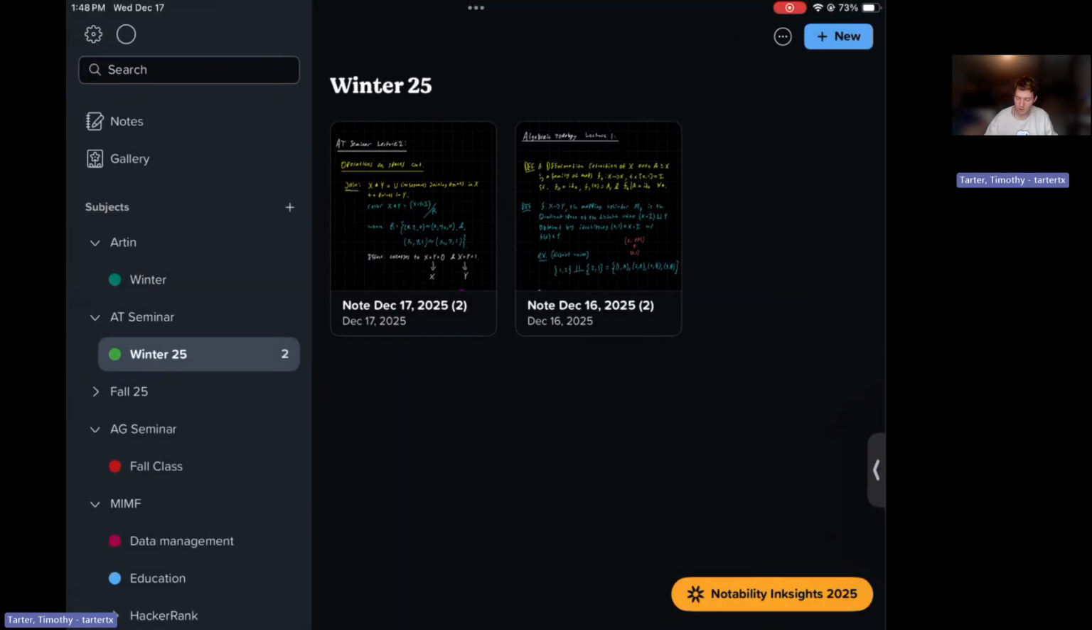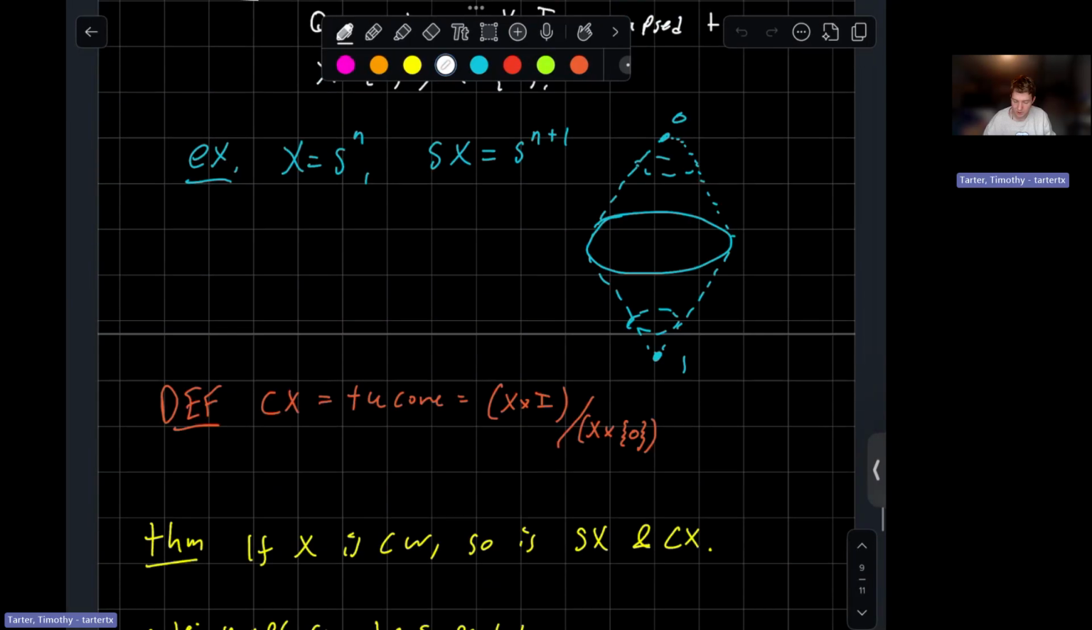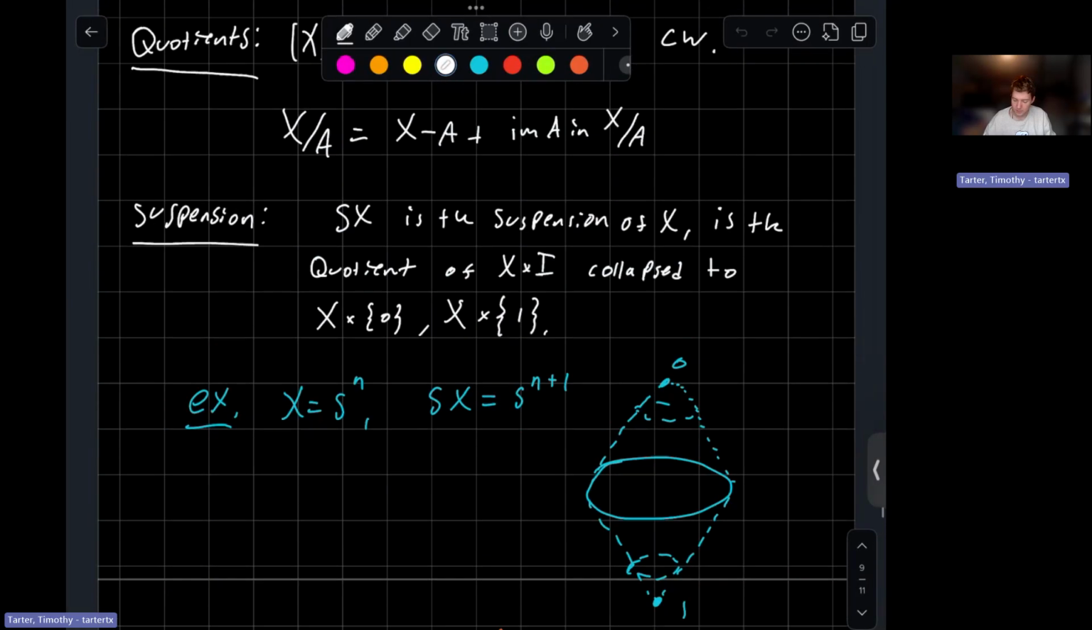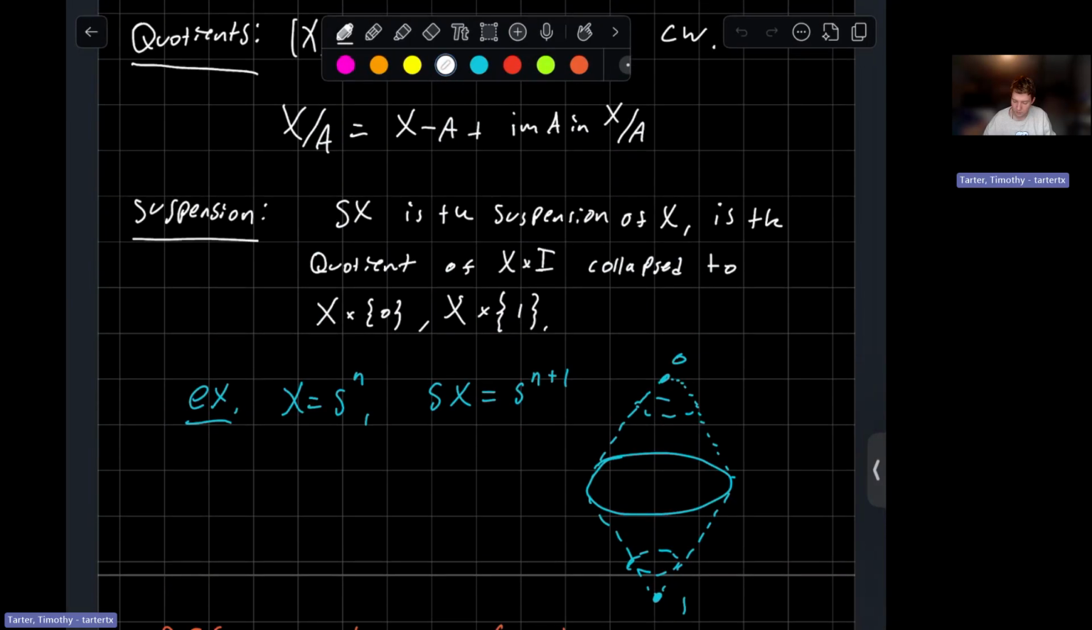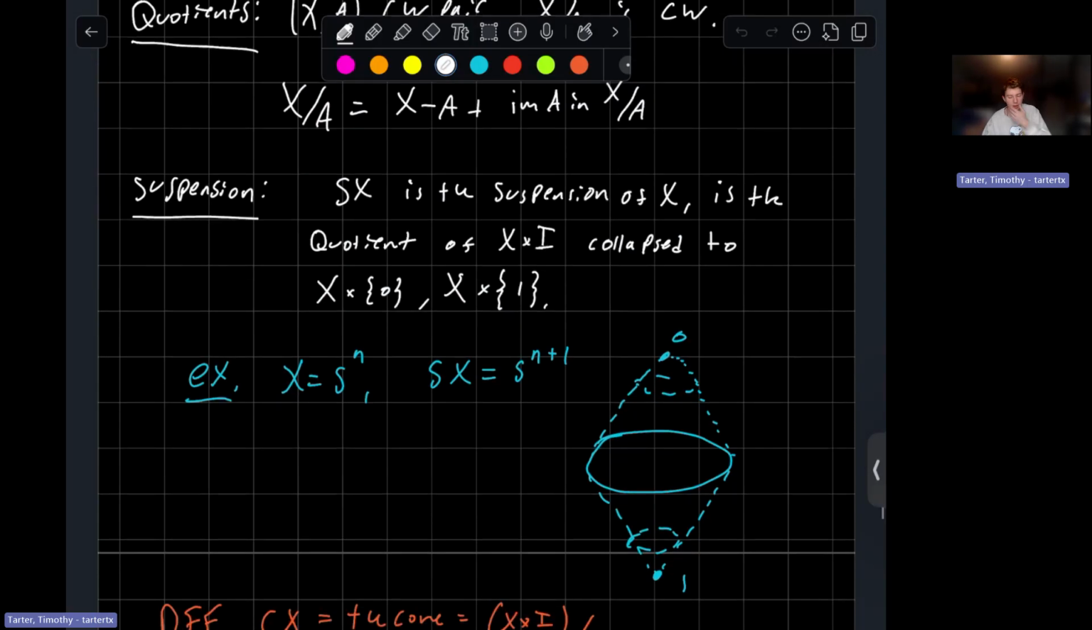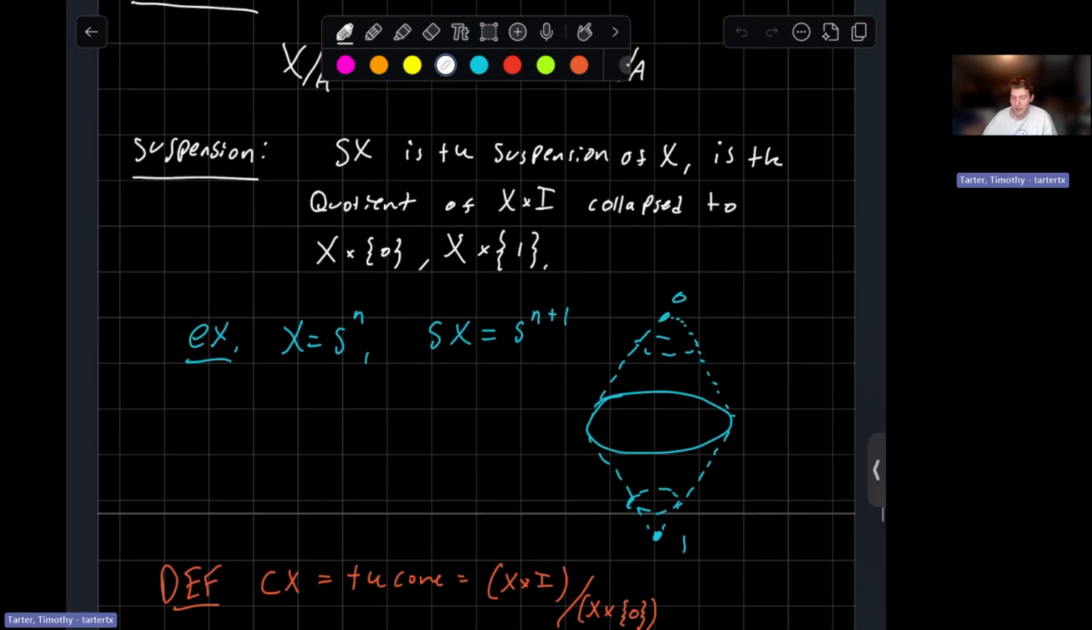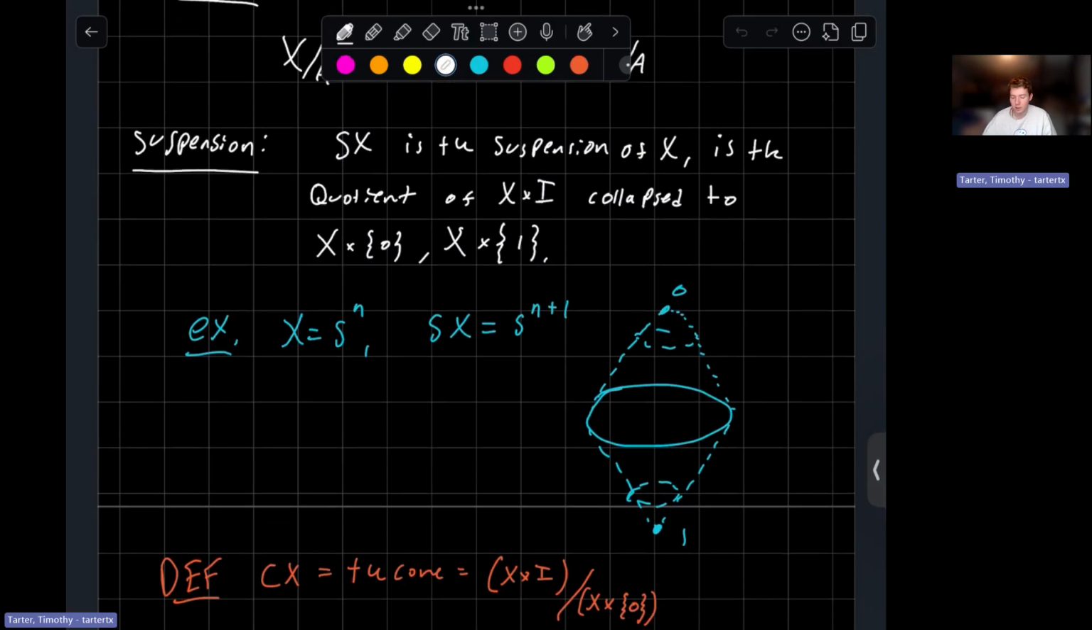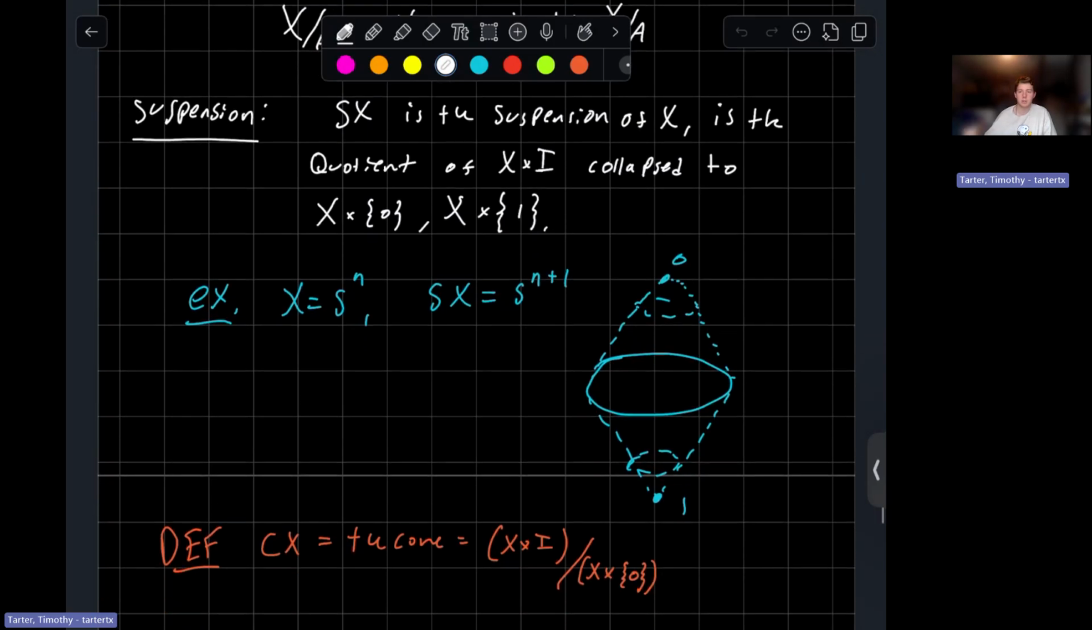So again, just to recall what a suspension is, it is basically the collapsing of X cross I to 0 and 1 respectively. So it's closely related to the first thing that we defined today, I believe the wedge sum.